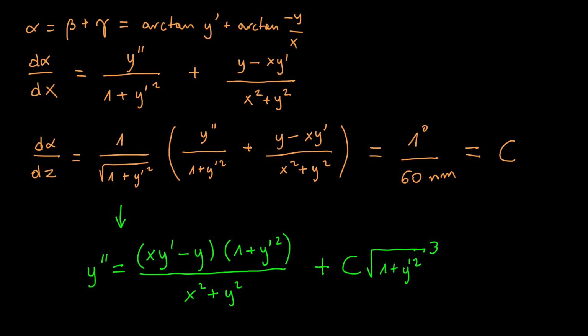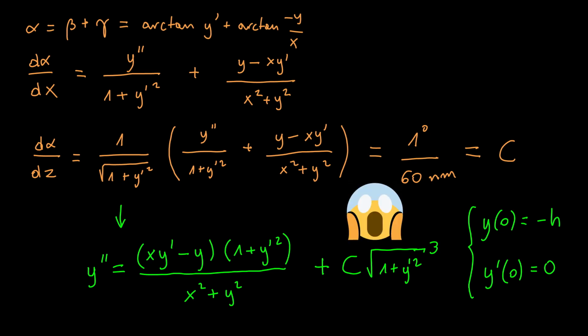This is an ordinary differential equation of the second order, and the solution to that equation with the initial conditions y of 0 equals minus h, and the derivative of y at 0 equals 0, is the shape of the surface. Now this equation is what would professionally be called awful. Solving it analytically would be a daunting task, so we'll make it easier for ourselves and we'll solve it numerically.